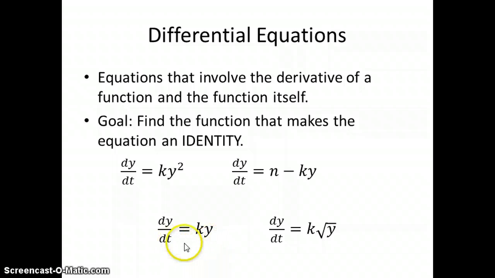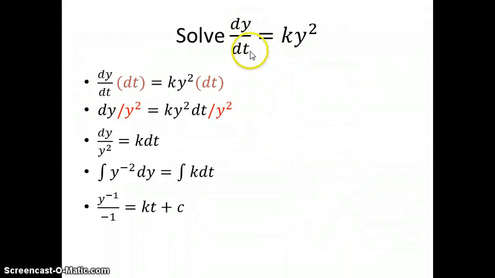This is the one we did in class last time. Notice that they involve the derivative of y with respect to time, in this case, and y itself. We're going to solve dy/dt equals k times y squared. We start with this equation, and we need to separate the variables, so the dt must go on the other side. So we'll multiply both sides of the equation times dt.